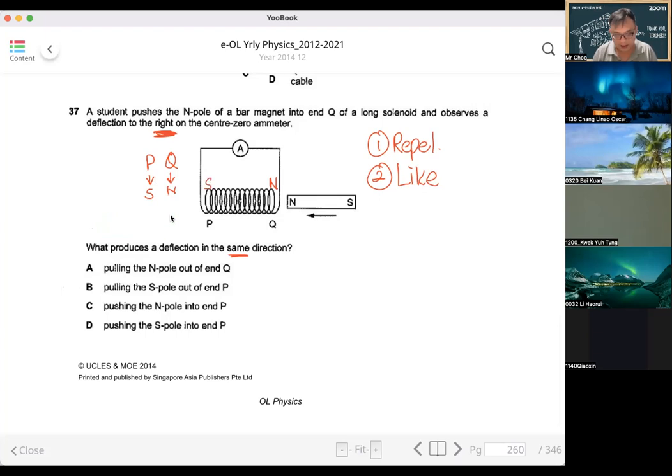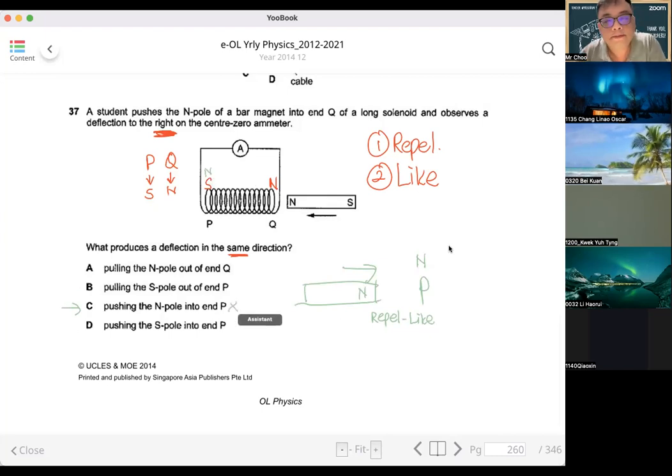We do C and D. We push the North Pole in. We do C first. We push the North Pole into P. To oppose the pushing, you need to repel. To repel, you need to have like pole. So P will be north. Therefore this is wrong. Are you clear about this?